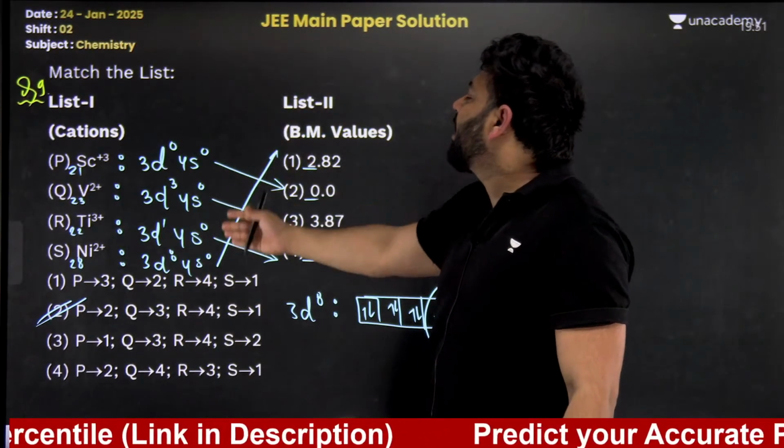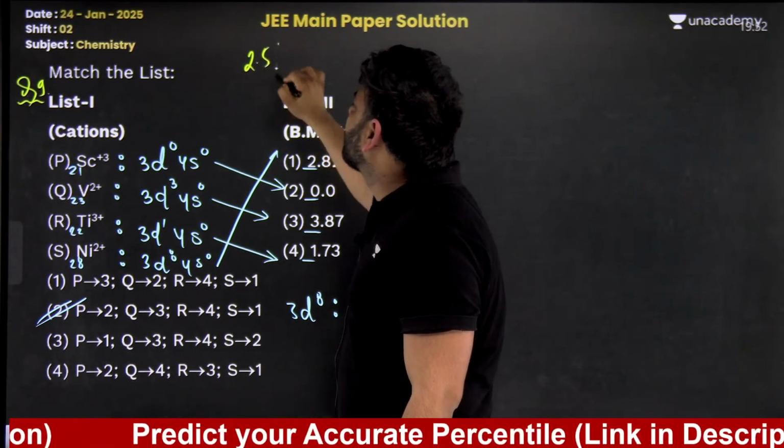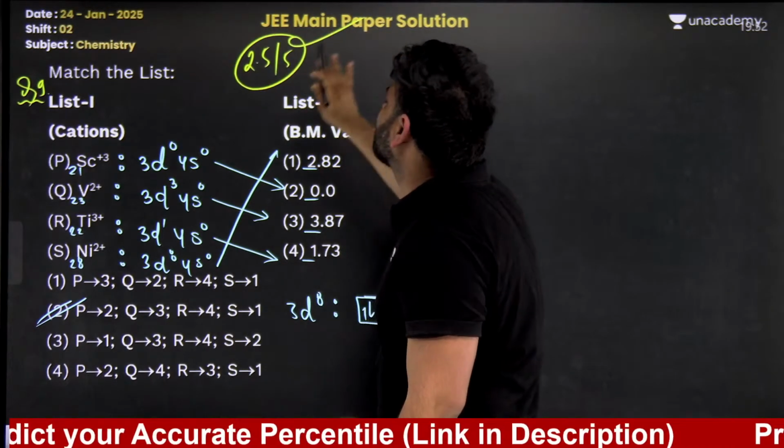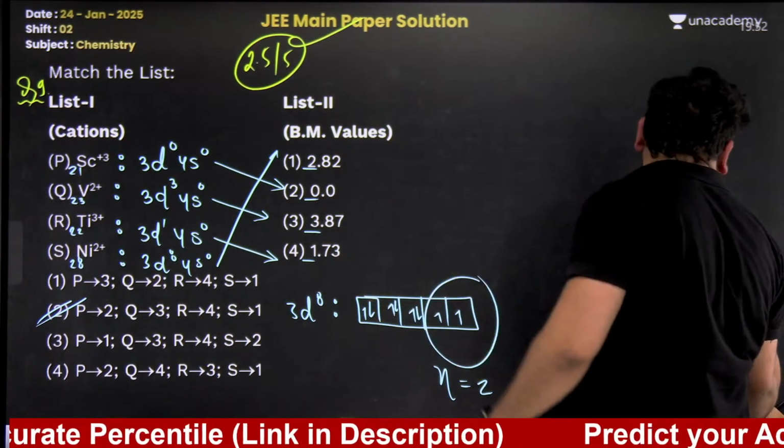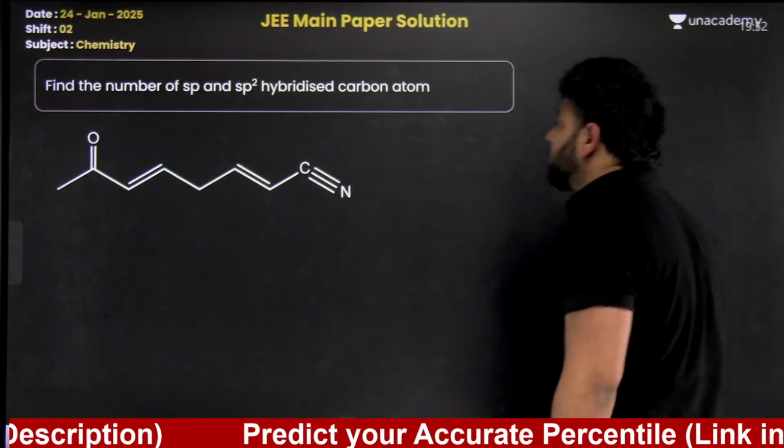So anyways, we had this question very easily, and I would like to rate this question as just 2.5 out of 5 because it was an average question. Only the electronic configuration needed to be filled a bit, and then we got the answer. Next is your 10th question, guys.